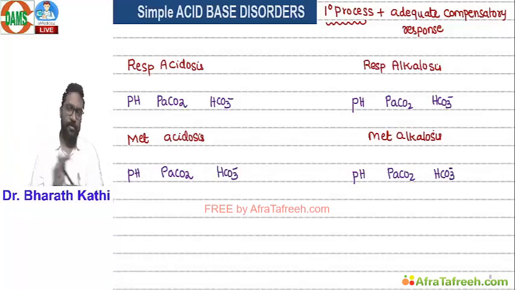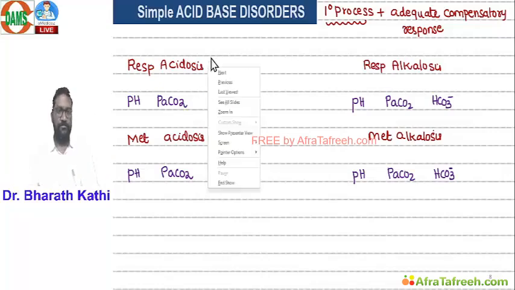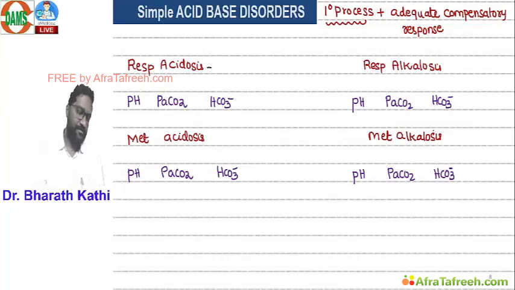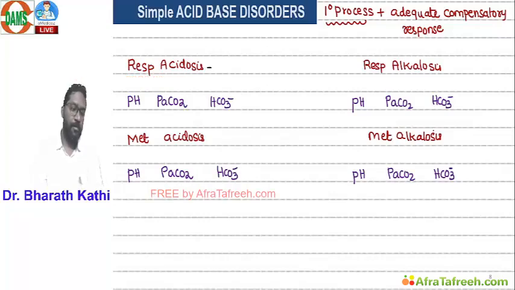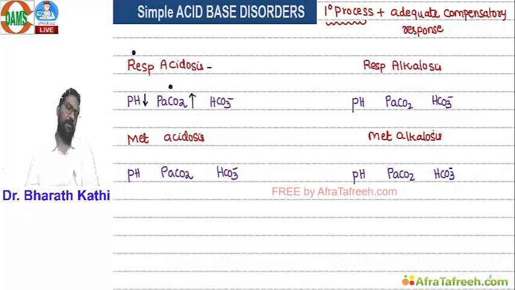Very simple. I am not going to teach anything new. Whatever we have discussed up to now, let us apply it here. To call it acidosis, students, what should happen to pH? pH should reduce. To call it a primary respiratory event, where should the change be? CO2. What should happen to CO2? CO2 should increase. Increase in CO2 is respiratory acidosis.